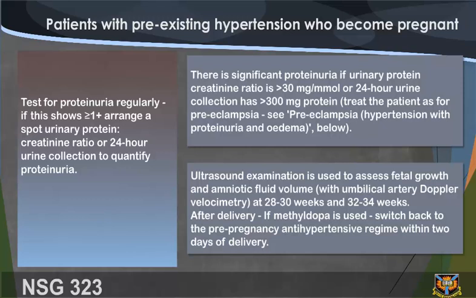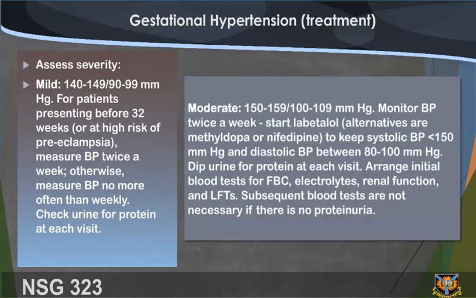Ultrasound examination is used to assess fetal growth and amniotic fluid volume with umbilical artery Doppler velocimetry at 28 to 30 weeks and 32 to 34 weeks. After delivery, if methyldopa is used, switch back to the pre-pregnancy antihypertensive regime within 2 days of delivery.